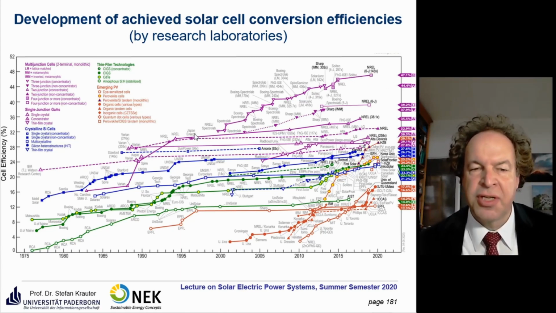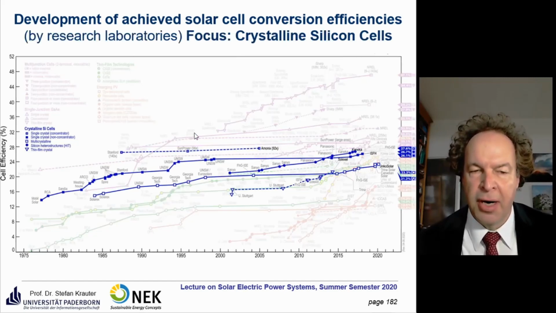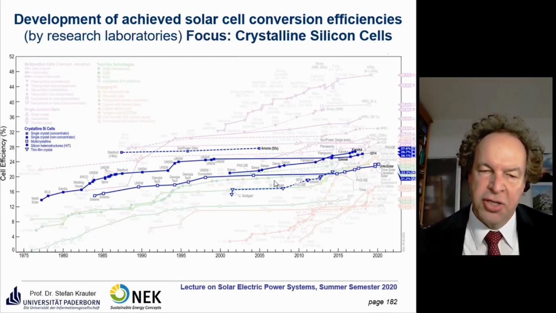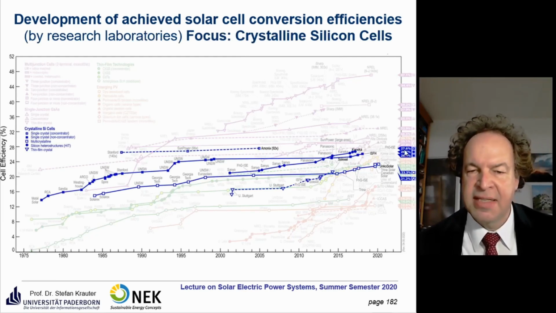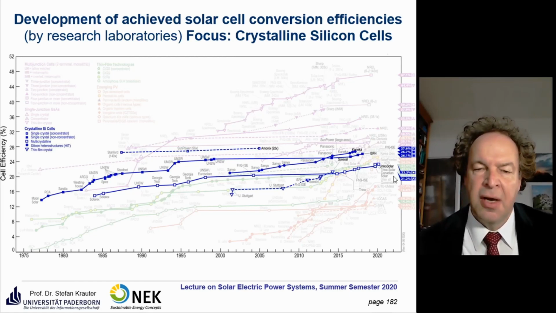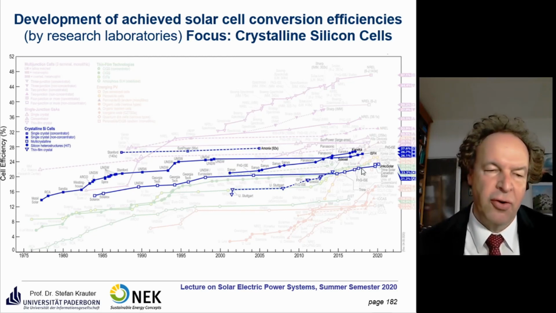What we are focusing on here is more the silicon technologies, as indicated in blue here. You see that the best cells are in the vicinity of 27.6% conversion efficiency. If you go to commercial modules, you can buy modules up to 21%, which are really expensive, but you can buy much cheaper modules already with 18, 19, 20% conversion efficiency.